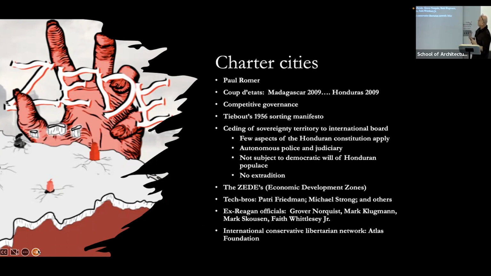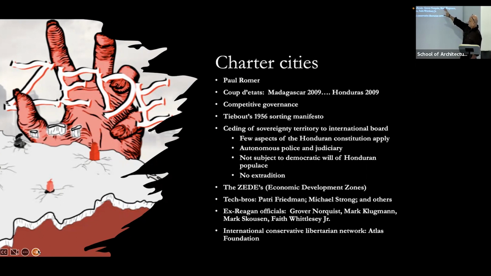Ceding a sovereign territory to a kind of international board. In the case of Honduras, few aspects of the Honduran constitution would apply. There would be an autonomous police and judiciary. These would be places that would not be subject to the democratic will of the Honduran populace, and potentially there would be no extradition treaty. This was quite attractive to some of the individuals in Honduras involved in this because of their connections to narco trafficking, and more recently the United States actually has got some of these individuals sent to the U.S.